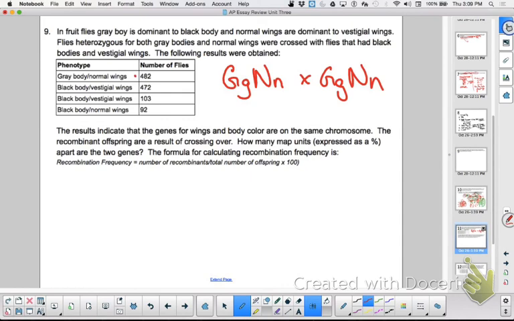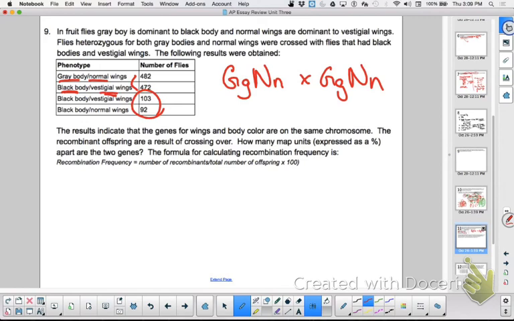The bulk of them turned out the 2 dominant, gray and normal, and the 2 recessive traits, black and vestigial. And only a few, when you see only a few having the combination, you know, it's not like an even Steven combination, and then you're like, something's up. So these were a result of crossing over.